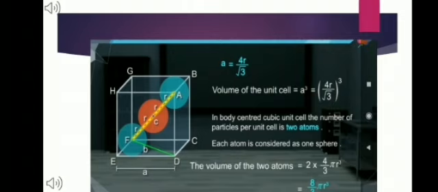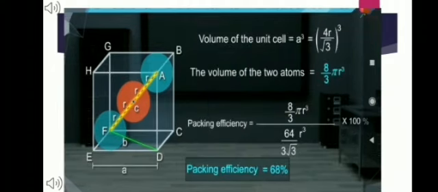In body centered cubic unit cell, the number of particles per unit cell is 2. So each atom is considered as one sphere. So the volume of the 2 atoms will be 2 into 4 by 3 pi r cube, that is equal to 8 by 3 pi r cube. Now volume of the unit cell is A cube, that is 4R upon root 3 whole cube, and the volume of the 2 atoms is 8 by 3 pi r cube.